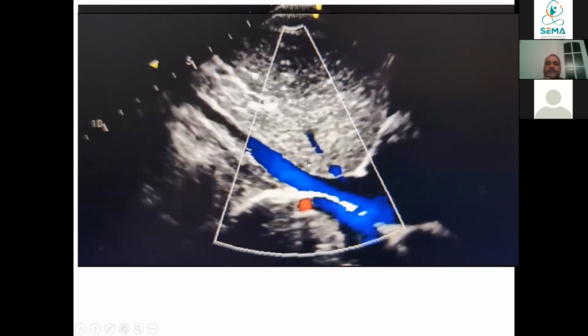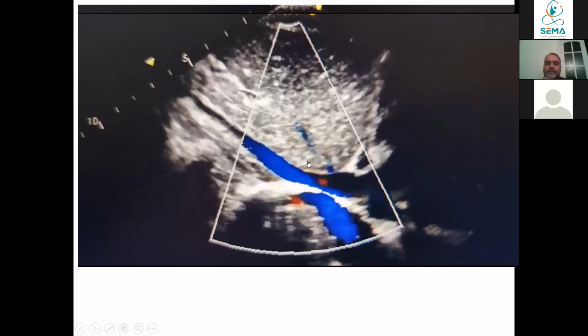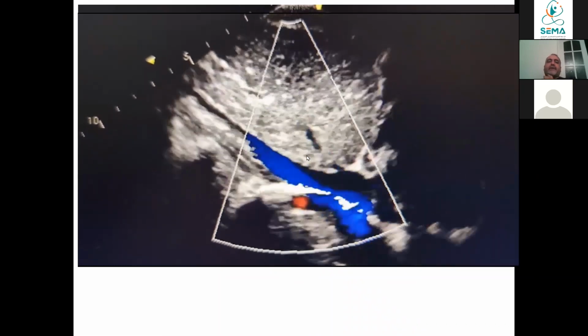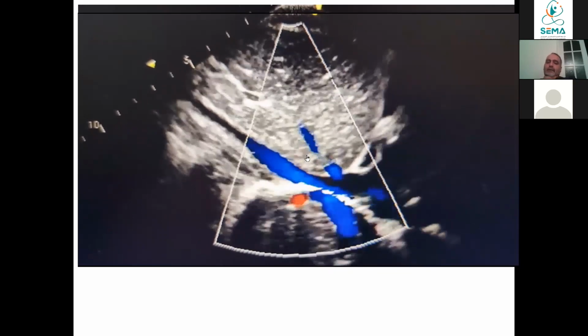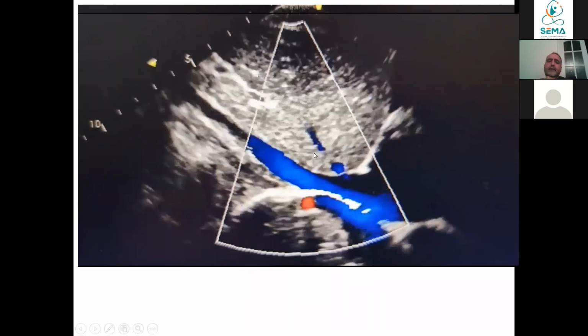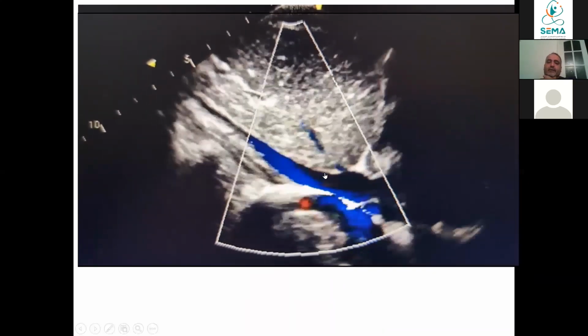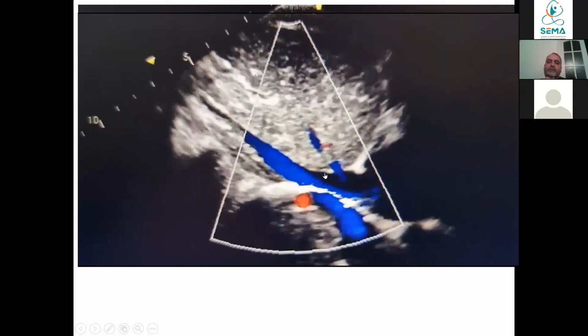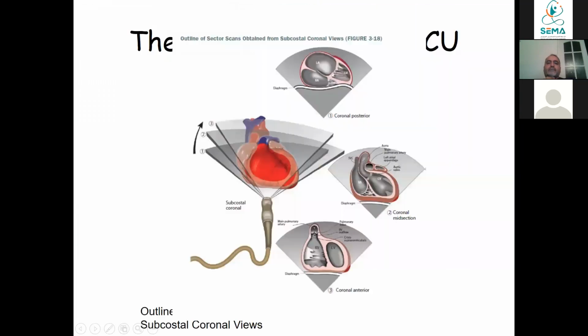This is another view. I like it also. You want this view for looking at the inferior vena cava and hepatic vein in relation to the right atrium. So you should have this one, know how the flow is, and do CW also. And this is how to get this view, from the subcostal view.